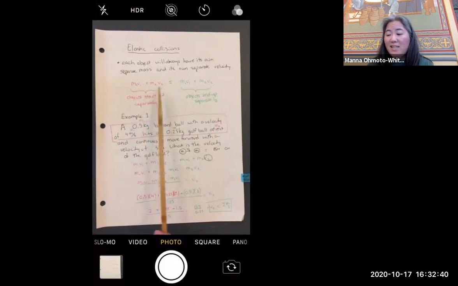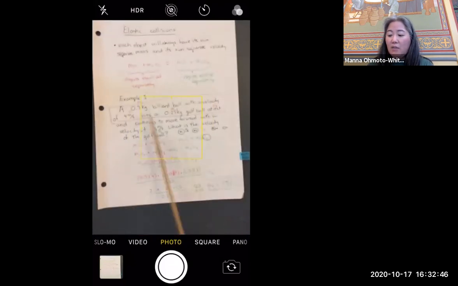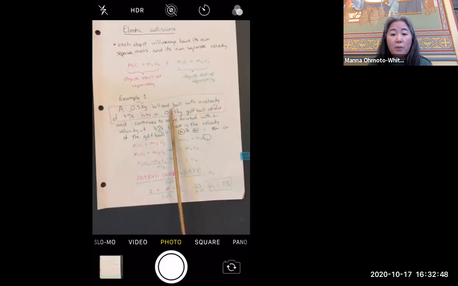So remember, sometimes it really is helpful if you color code these just to keep things clear in your mind. So here's an example. I have a 0.5 kilogram billiard ball with a velocity of 4 meters per second, and it hits a 0.25 kilogram golf ball at rest and continues to move forward with a velocity of 3 meters per second. What is the velocity of the golf ball?